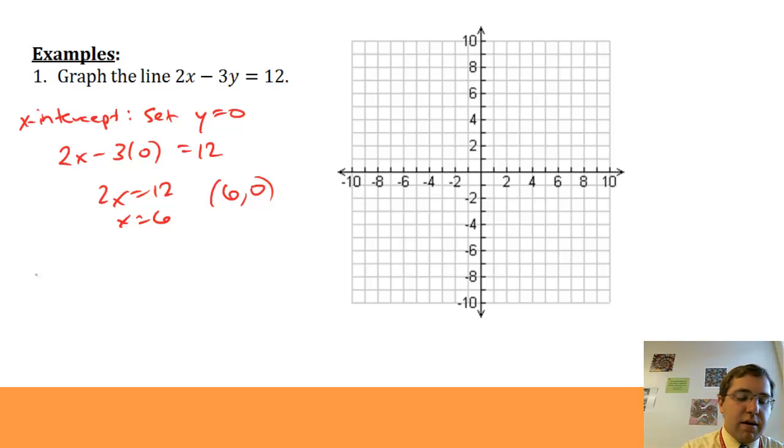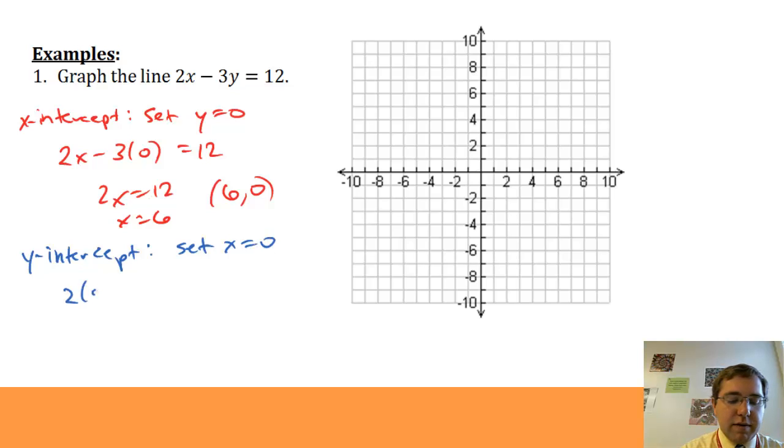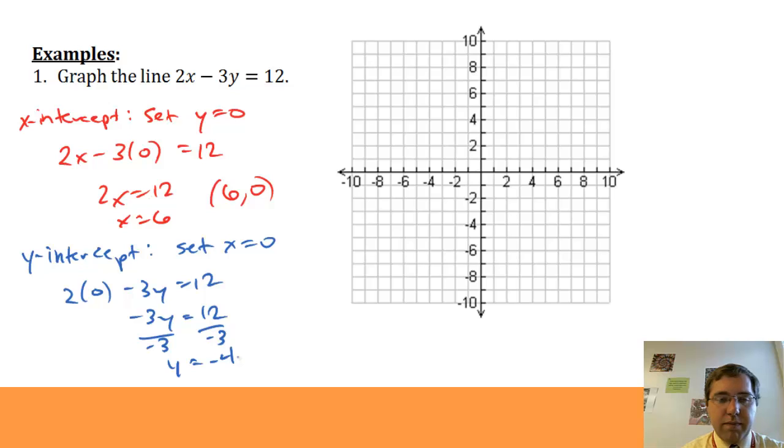Now let's find the y-intercept. For the y-intercept, x needs to be 0, so we're going to set x equal to 0. That means we have 2 times 0 minus 3y equals 12, or negative 3y equals 12, because 2 times 0 is 0. If we divide both sides by negative 3, then y is negative 4. And the y-intercept is the point (0, negative 4).